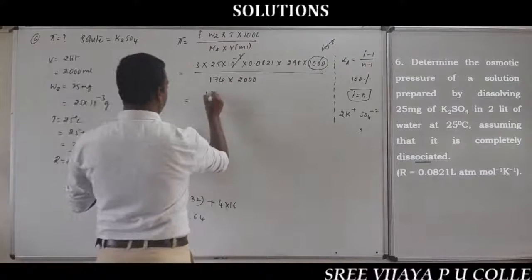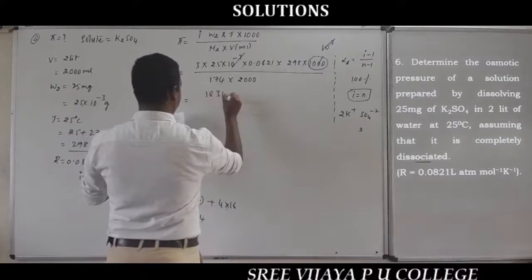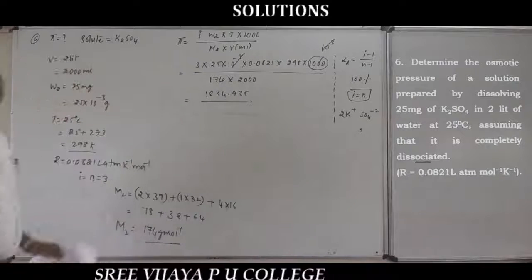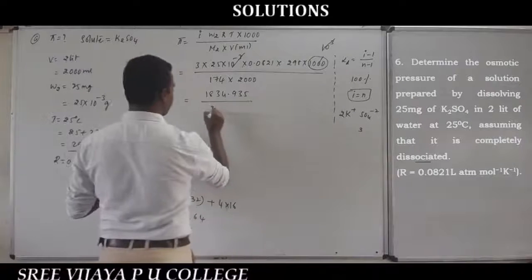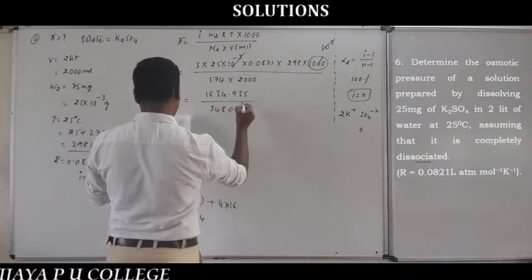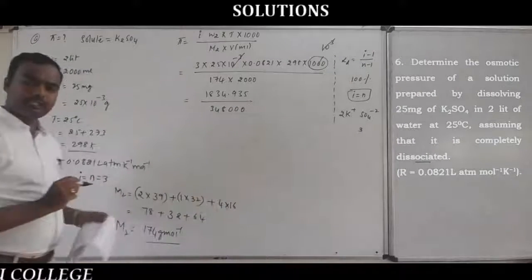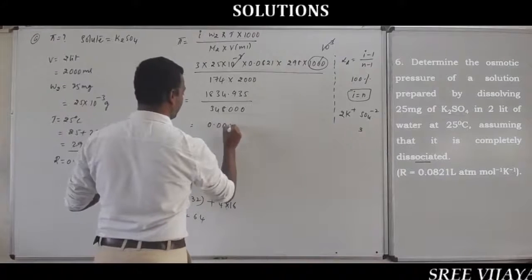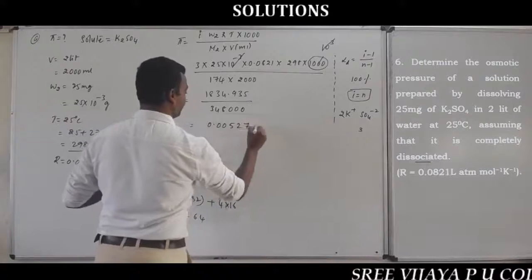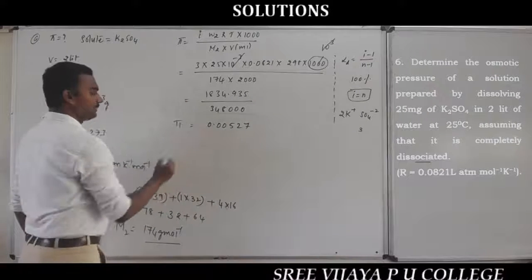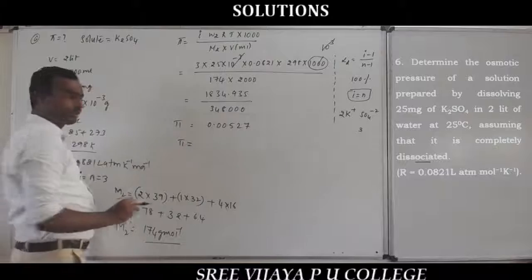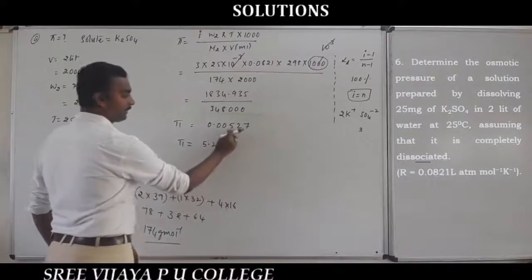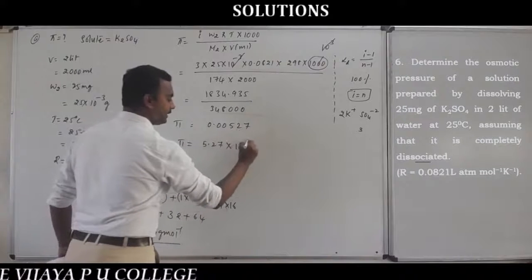That is equal to 1834.935 whole divided by 174 into 2000. 174 into 2000, that is 3,48,000. So we have to divide, and we will get 0.00527. That is the value of pi here. In scientific notation, we have 5.27 into 10 power minus 3.